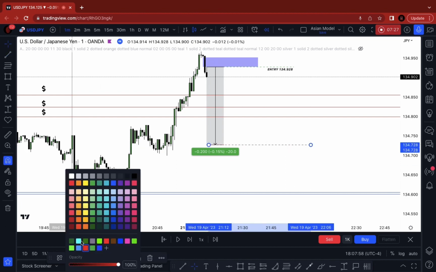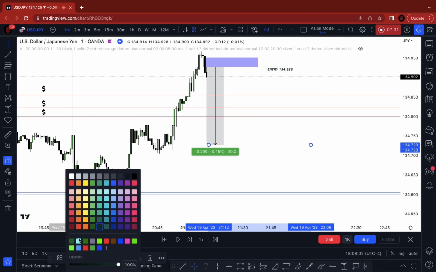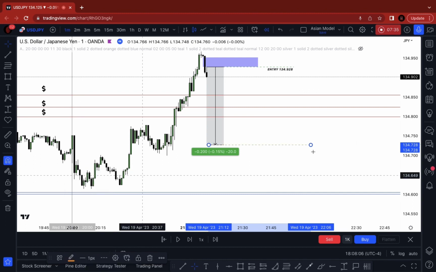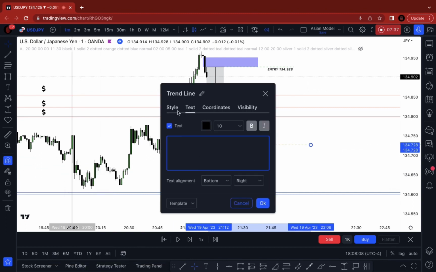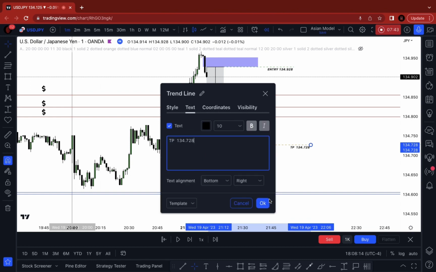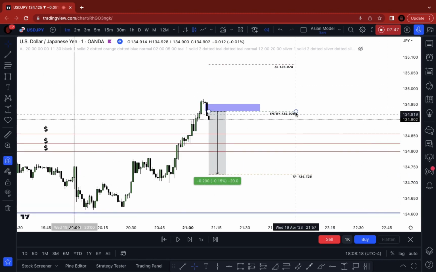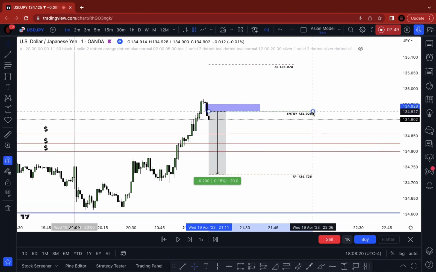And we'll make this a different kind of green or something. Doesn't matter too much. We'll make it orange, I guess. This is the TP. The 20 pips away from the fair value gap. Now, that's all I'm looking for during this model and during this time period.